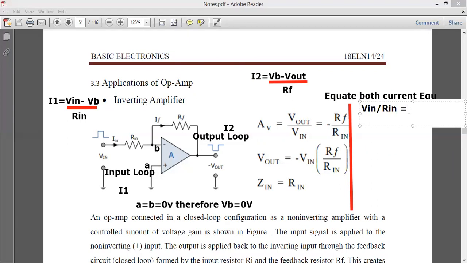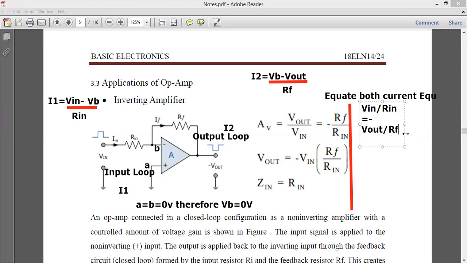Then what is the I2 current? I2 current is nothing but VB minus Vout divided by RF. What is VB voltage? VB is 0, right? So I will not write 0. I will write simply minus V out divided by RF. So which equations I got? These two equations I get.